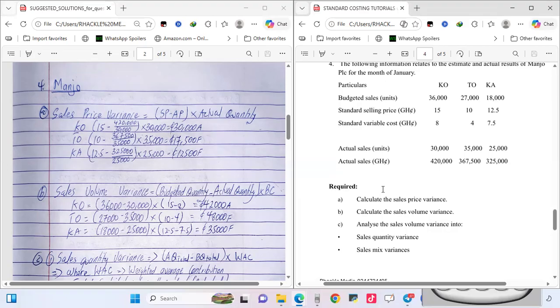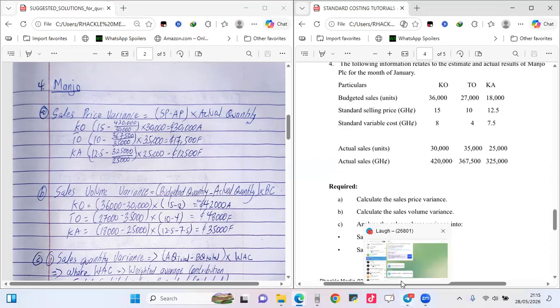I know we are all familiar with this calculation of the sales price variance and then the sales volume variance. What we are not really familiar with, according to my sessions, is the sales quantity variance and then the sales mix variance. So we are going to do that very soon. So I will just leave it with you.